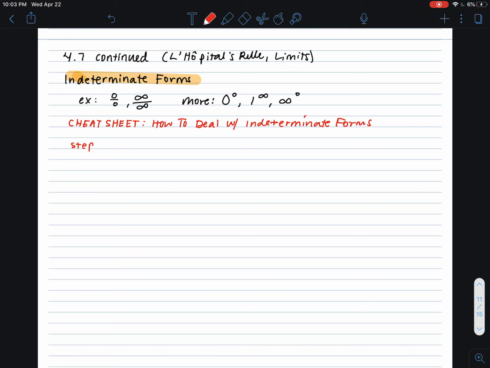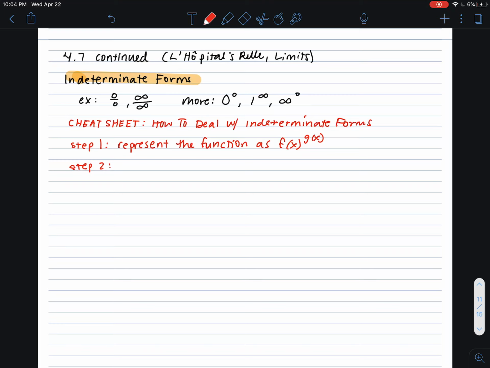So step 1 is to represent the function that you're taking the limit of as f of x to the g of x. This will make more sense when we do an example.